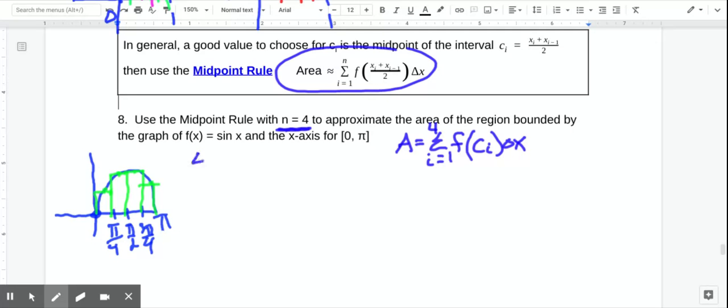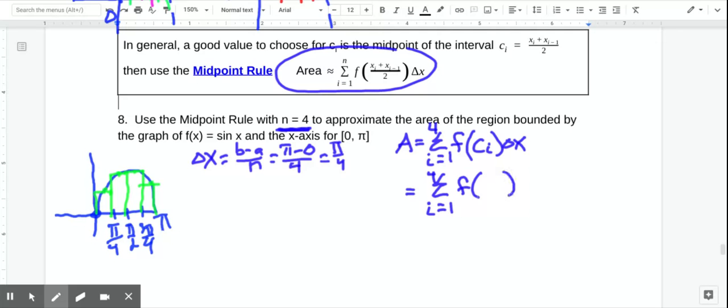So let's start with delta x. That's the easy one. Remember, delta x is b minus a over n. In this case, b and a are pi and 0. And again, n is 4. So the width of all of those rectangles is pi over 4. And we could have seen that from our graph. So we know that. All right, so we still have to talk about ci. We'll get to that in just a second.